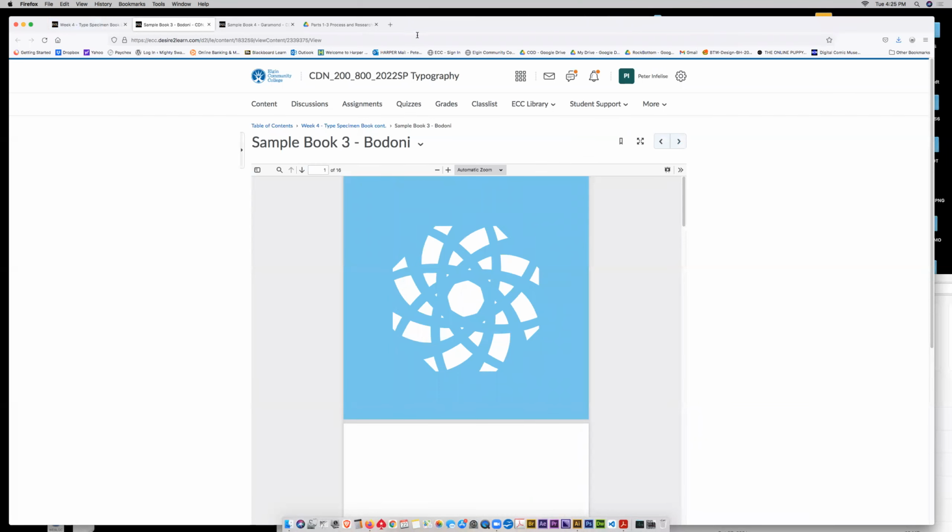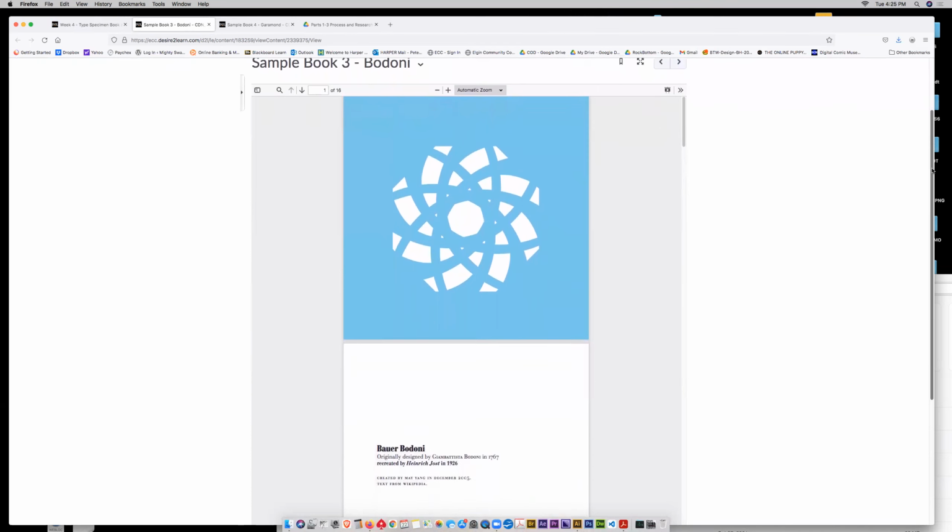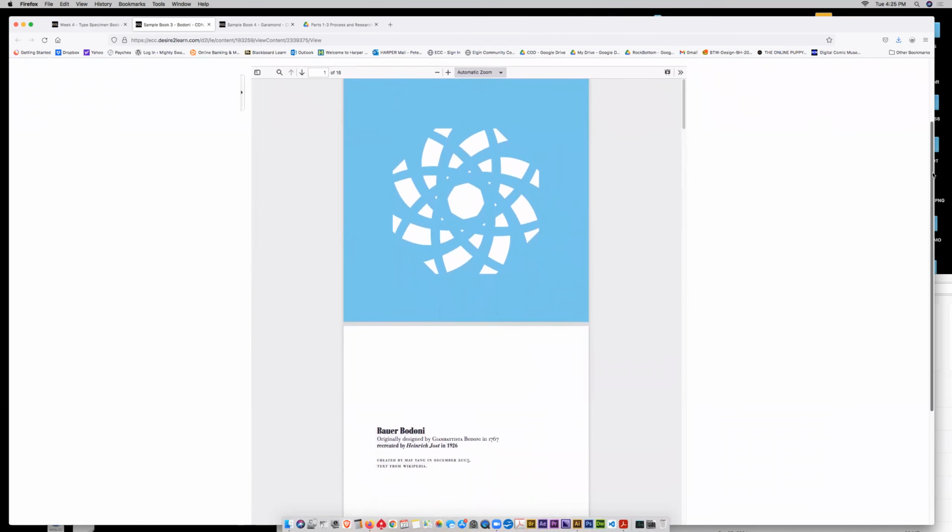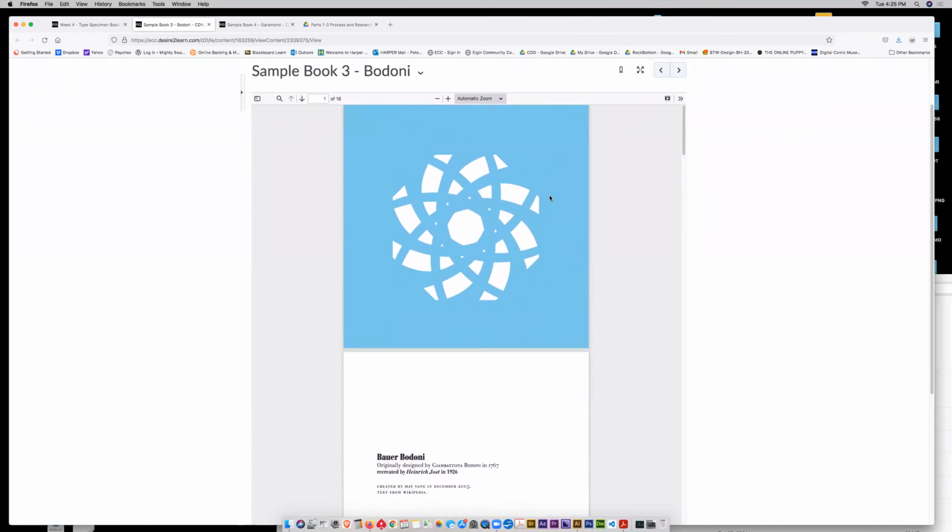Okay, we've got Bodoni. And I wish, I don't know what letter forms they are using to create this. I certainly wish I did. I think it's a beautiful example of overlaying letter forms to create a design.